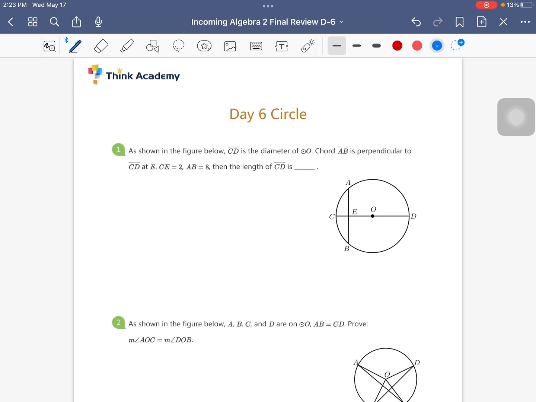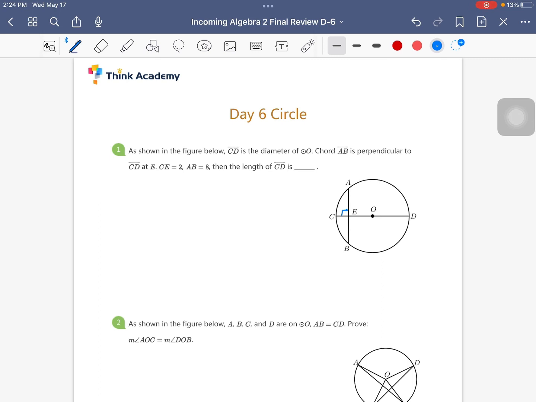So the first question, we have a very basic review of the knowledge of radius and diameter. CD is the diameter of the circle O, and the chord AB is perpendicular to CD at point E. We have the lengths of CE and AB, so we need to get the length of CD.